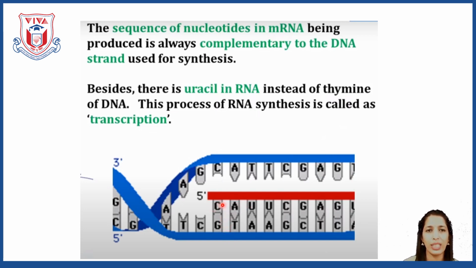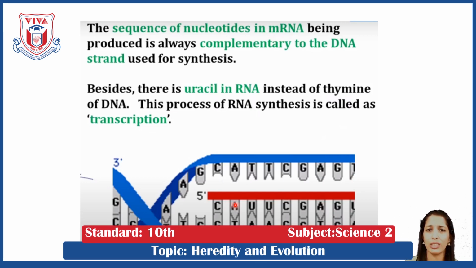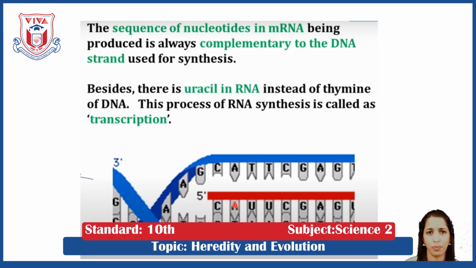Besides, you must know that DNA has adenine, guanine, cytosine and thymine, while in RNA, instead of thymine, uracil is present. So whenever this complementary coding is done, when the mRNA is formed in the nucleus, this process of RNA synthesis is called transcription.